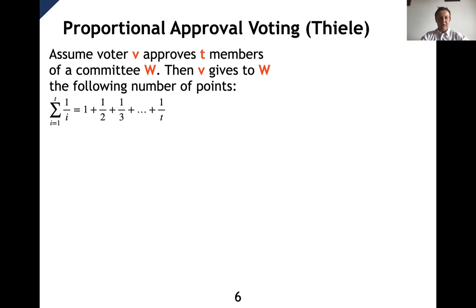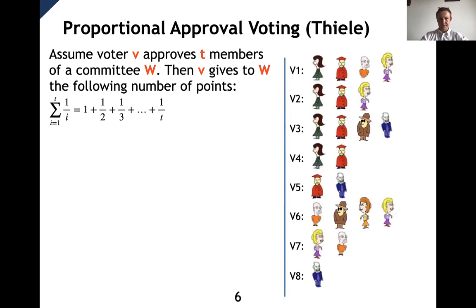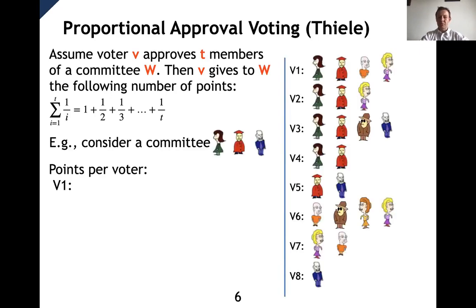So let's look how does it work for our example. Assume that this is the committee that we want to compute the score of. We observe that the first voter approves 2 members of this committee, namely the green and the red one. So this voter assigns the score of 1 plus 1 over 2 to this committee.